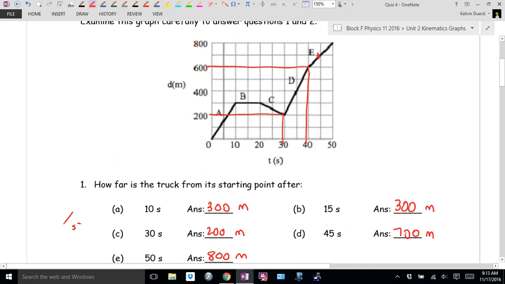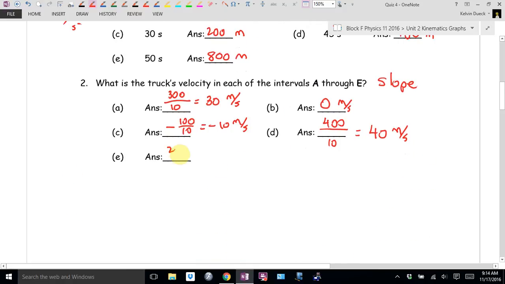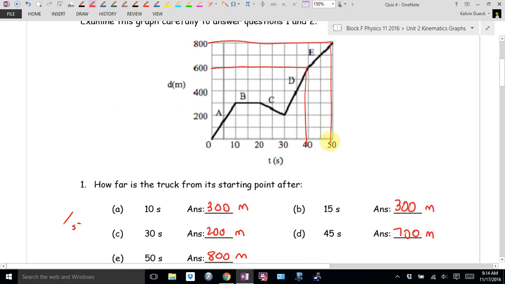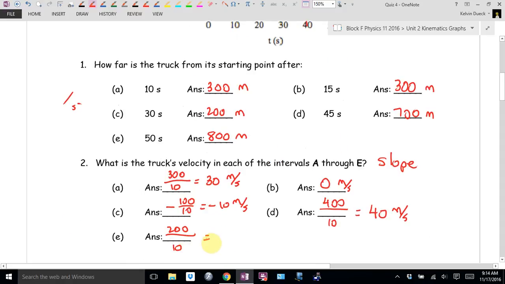And interval E goes from 600 to 800. The rise is 200. The run is 10, so 20 meters per second. 1 mark for each of those. So that question is also out of 5.